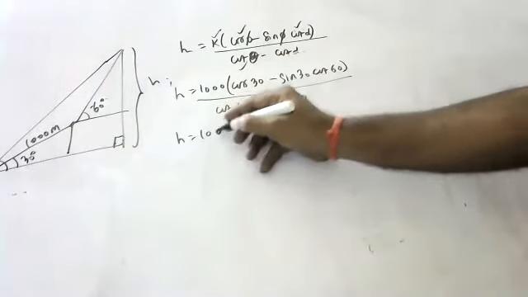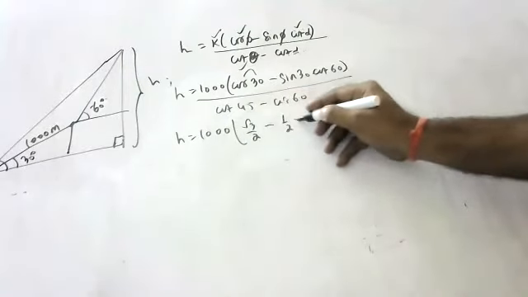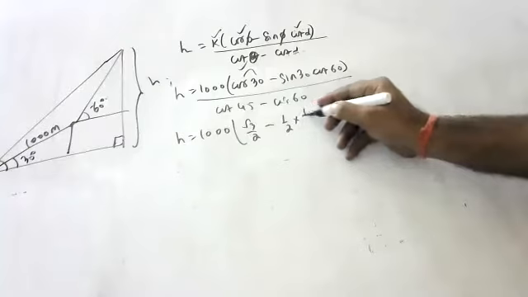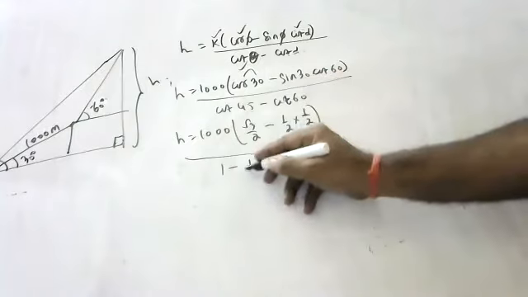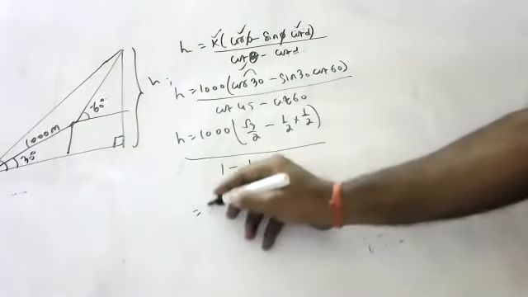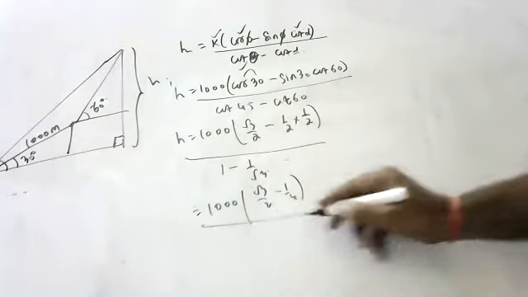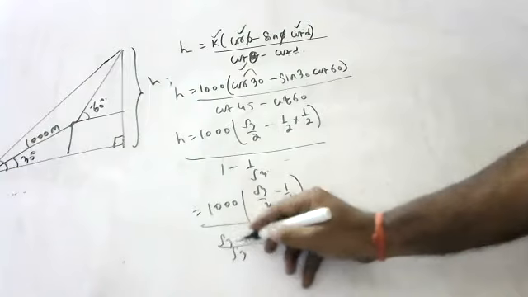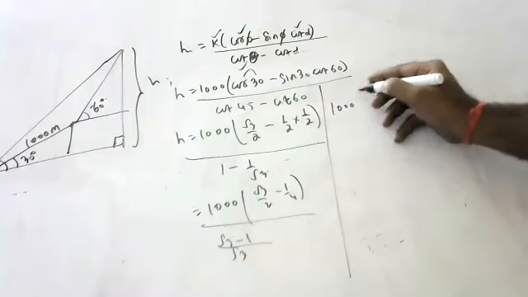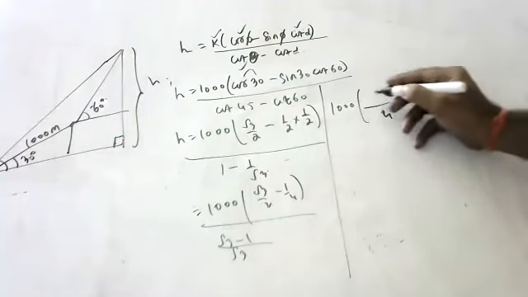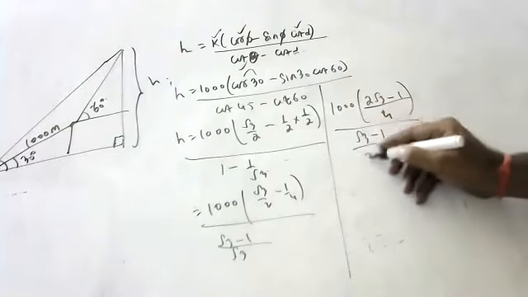H is equal to 1000 into what is cos 30, children? Root 3 by 2 minus 1 by 2 into cot 60, also 1 by root 3. Cot 45 is 1 minus cot 60, which is 1 by root 3. Okay, so 1000 by root 3 by 2 minus 1 by 2 root 3, where 2 root 3 is the LCM. So 1000 into 2 root 3 minus 1 by root 3 minus 1 by root 3.